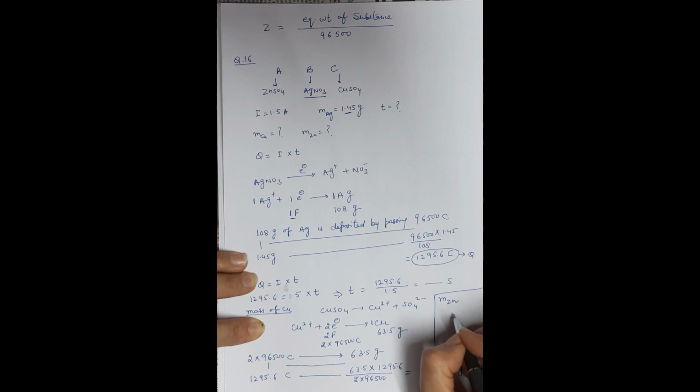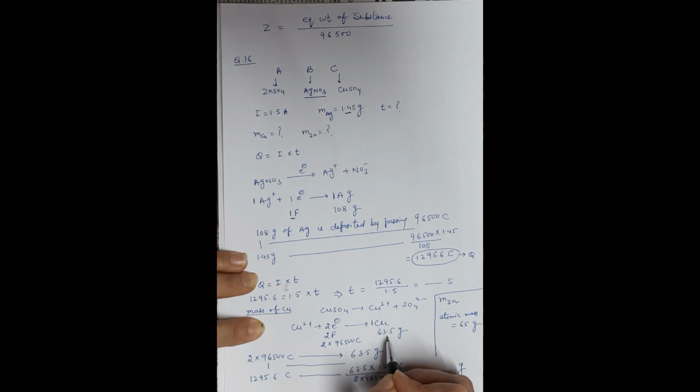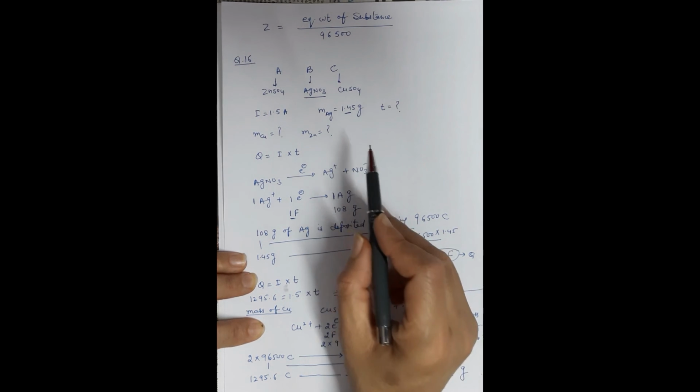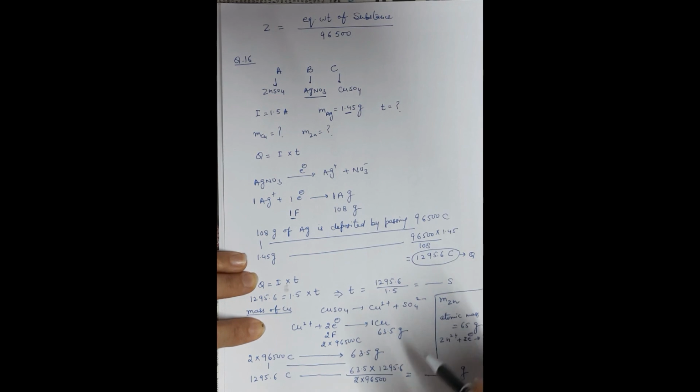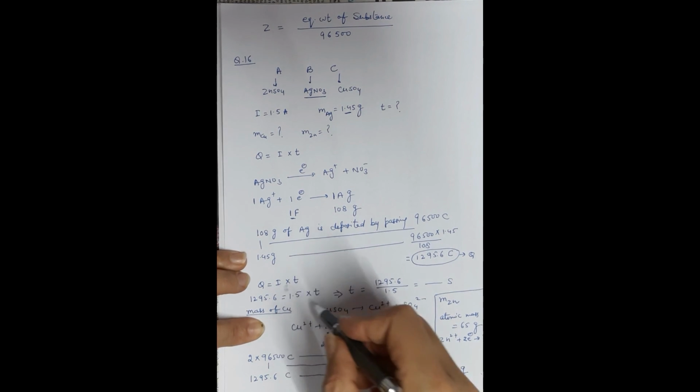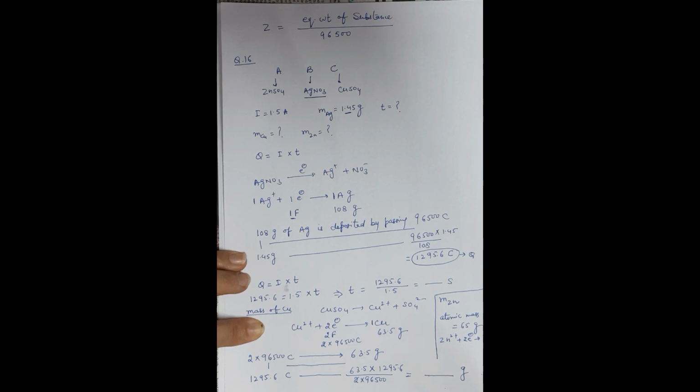Just remember, the atomic mass of zinc is 65 grams. Beta, as you took 63.5 here, for zinc take 65. And in case of zinc also, it gains 2 mole of electrons, 2 Faraday charge, and changes to 1 mole. So we have calculated the masses of zinc and copper here, as well as we have got the time also. Beta, let me revise what we have done.